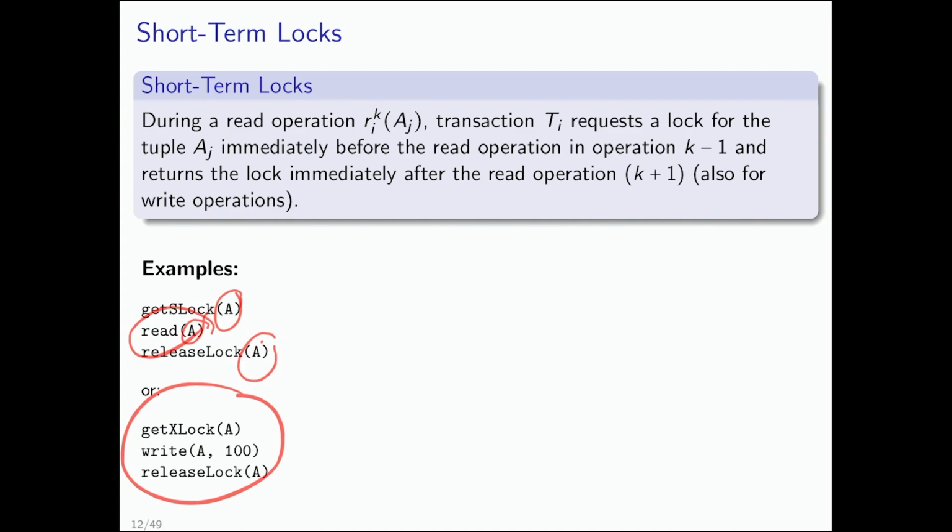For write, it's the same thing. Here you want to write to data object A, so you get the exclusive log, and if you get it, you proceed to writing that data item A. If you don't get the X log here, the transaction will wait. But immediately after having written that data object, you release the log. In other words, you give the log back to the database system. That is what's called a short-term log.